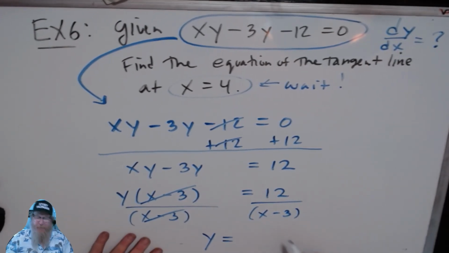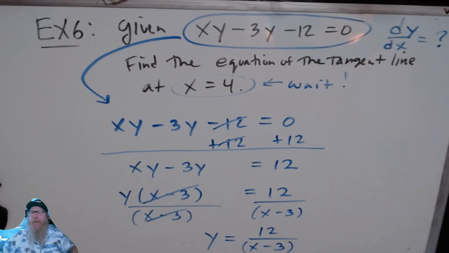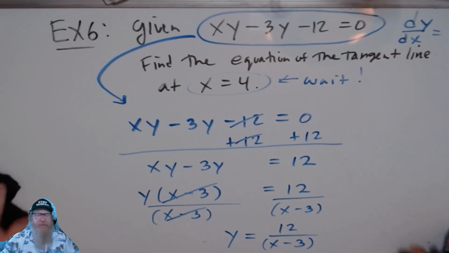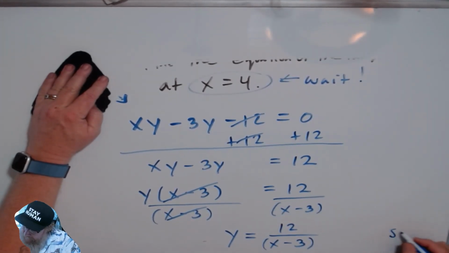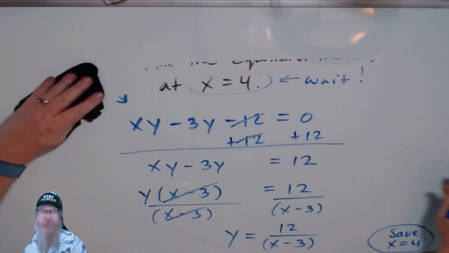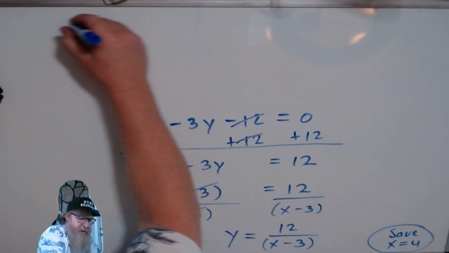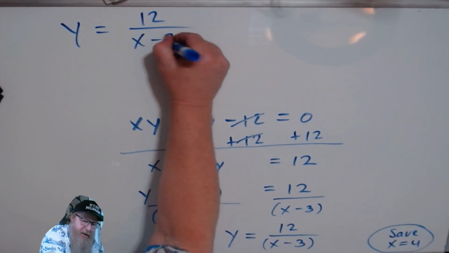All right, now I don't really need the parentheses anymore, but it wouldn't hurt to keep them. They're optional at this point. So this is my y. Now I need to find dy dx. Don't forget x equals 4. Let's save this down here, x equals 4, because I'm about to erase it. So I've got y equals 12 over x minus 3.